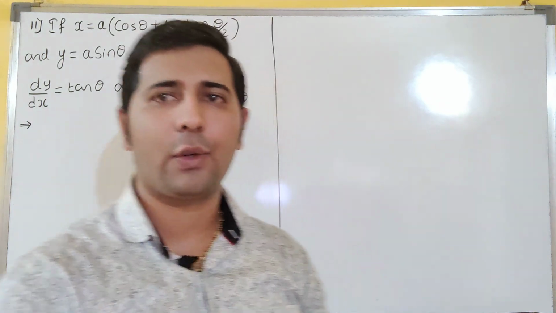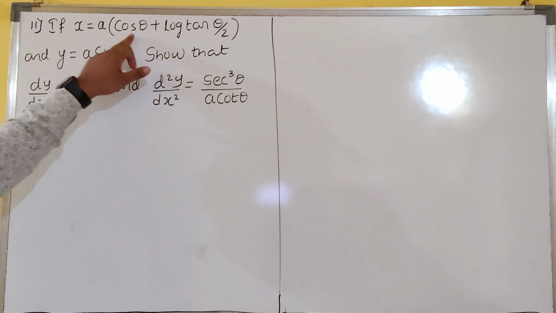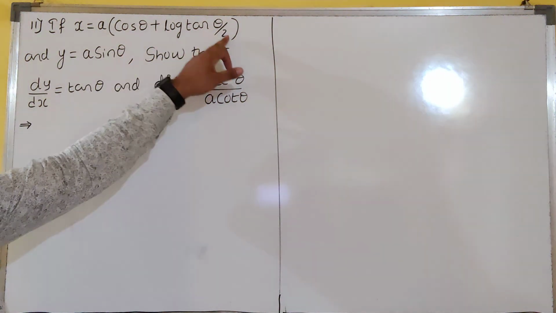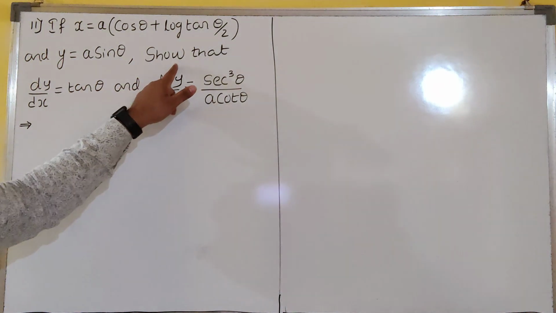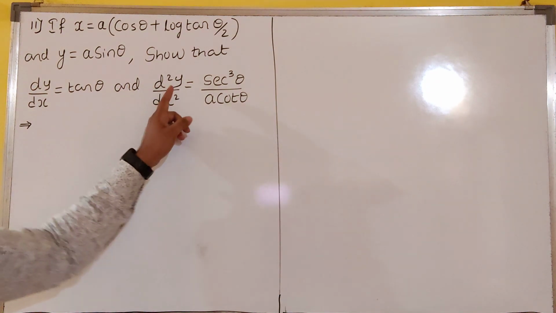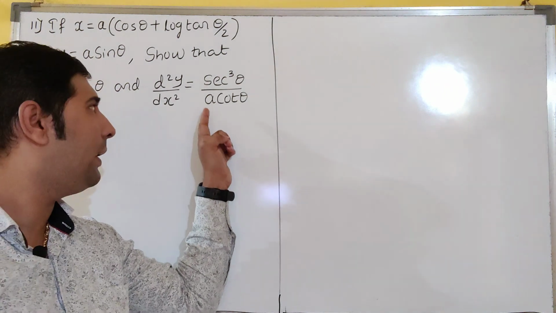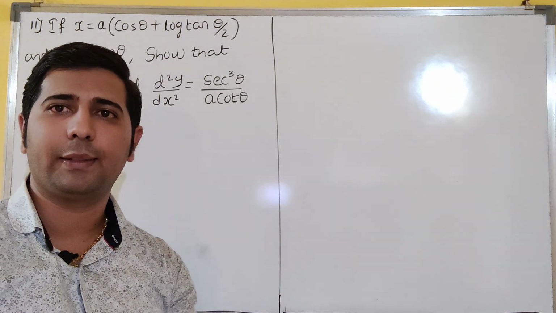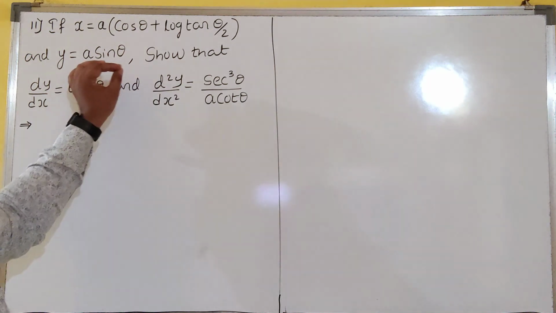Now let us solve the next question, dear students. If x is equal to a into cos theta plus log tan theta by 2, and y is equal to a sin theta, show that dy by dx is equal to tan theta and d square y by dx square is equal to sec cube theta divided by a into cot theta, dear students. This is the question, and this question is a parametric function, dear students.